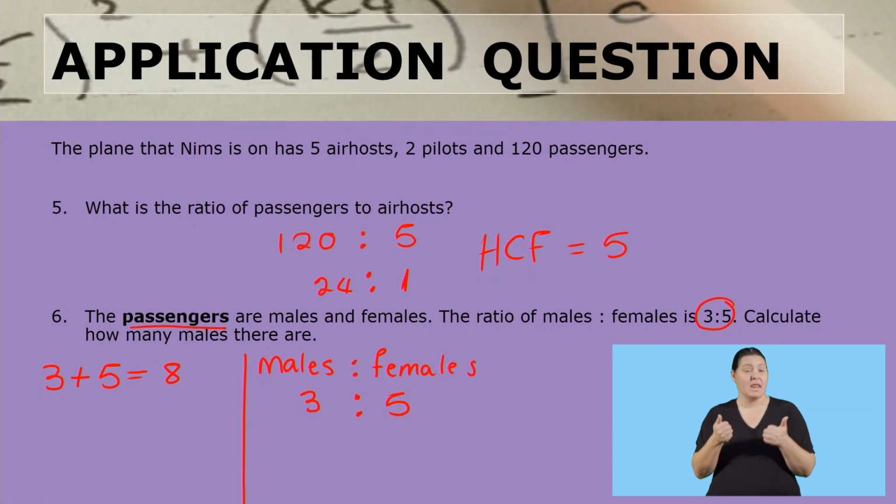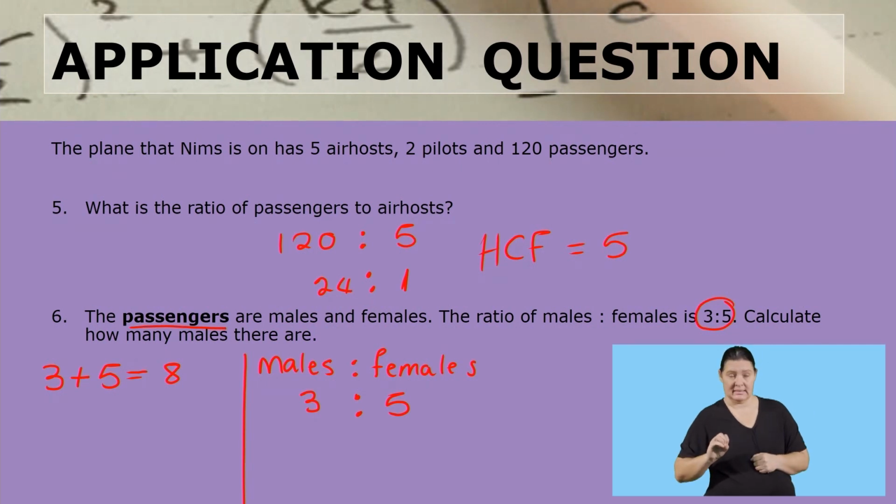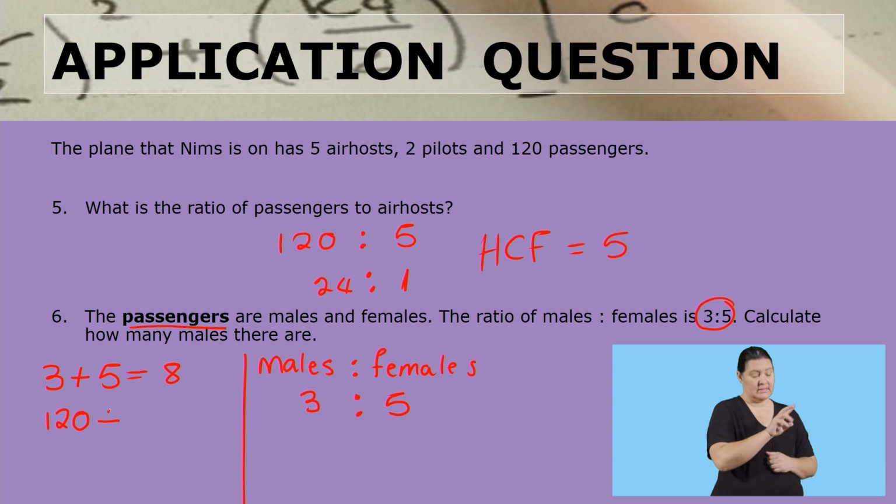Then the next thing that we are going to do is that we are going to take the total amount of passengers that we are working with. So how many passengers were we working with here? We were working with 120 passengers. So we are going to take this 120 and we are going to divide it by 8.